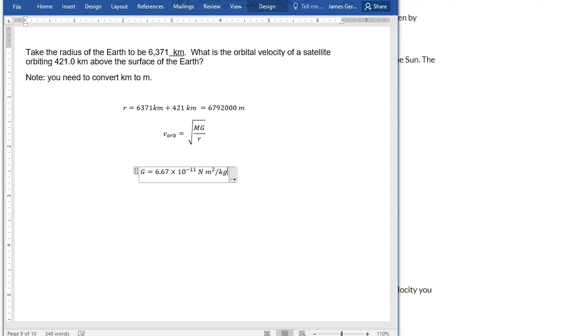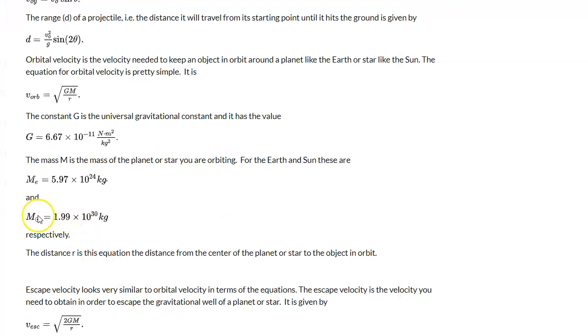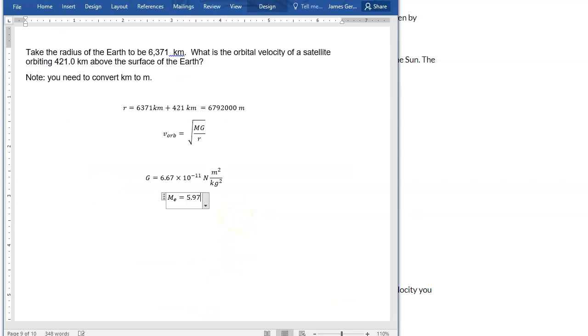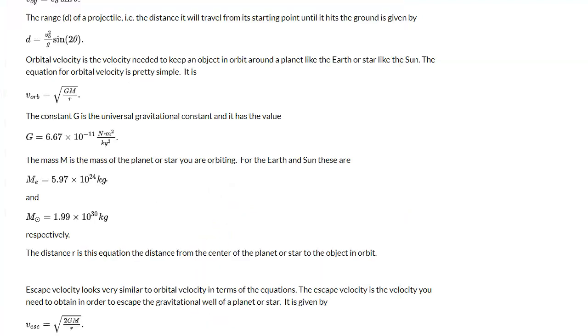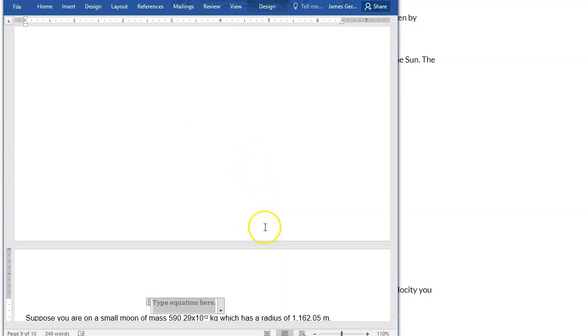newton meters squared per kilogram squared. Mass of the Earth, let's go find that. Mass of the Earth, 5.97 times 10 to the 24th. All right, so mass of the Earth is 5.97 times 10 to the 24th kilograms. Double check my memory real quick. Yep. So we know mass of the Earth, we know G, and we have R, and we just need to calculate this.